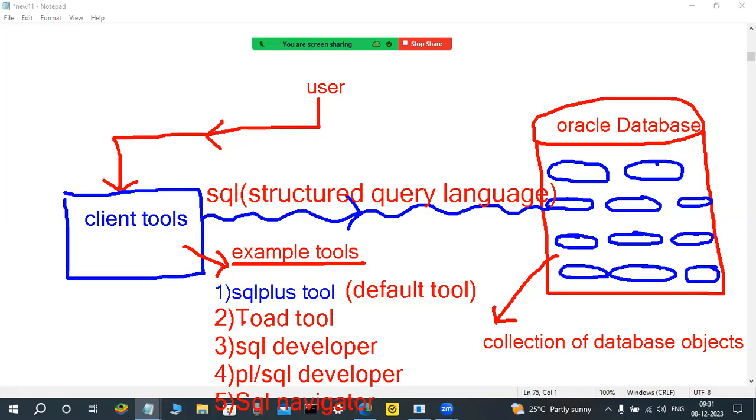These are all external tools except the SQL Plus tool. These tools are all GUI tools. GUI means graphical user interface. Practically, you are learning graphical user interface tools. All of these are GUI tools except SQL Plus. Very important.